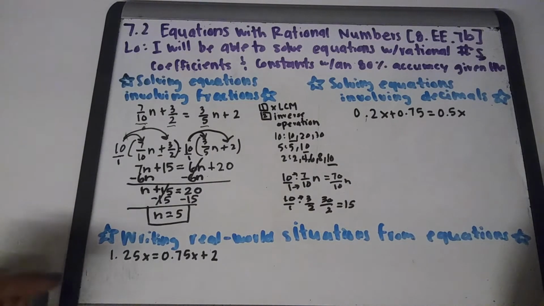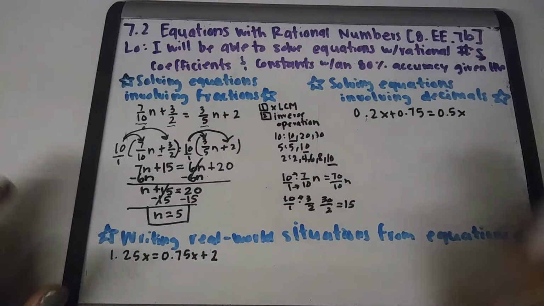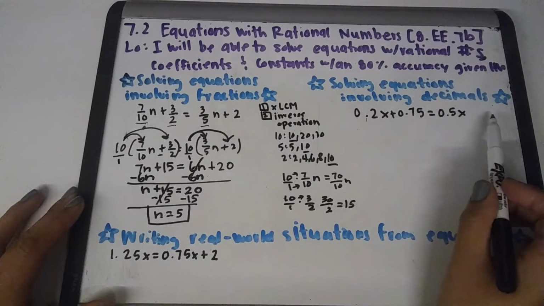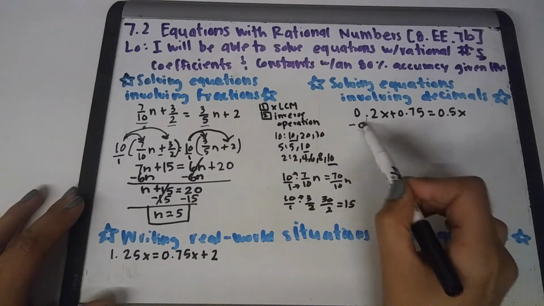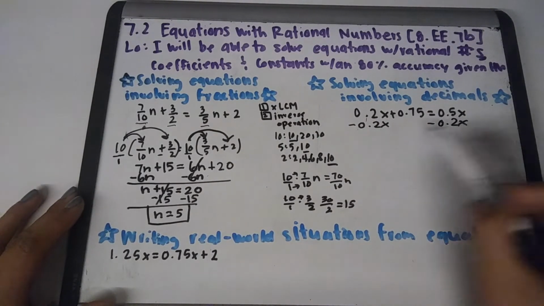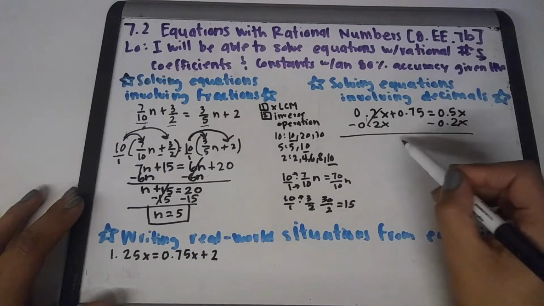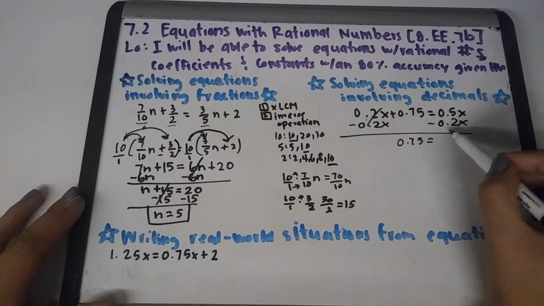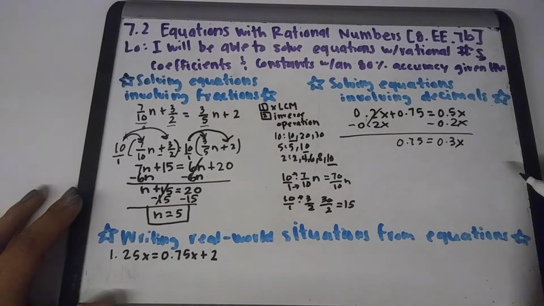Again, I want to get all the x's on one side and all the constants on the other side. Now I see that the x is already here, and I don't have anything else there, so I'm going to move this one to the other side. What I do to one side, I have to do to the other side. This cancels out. I bring down my 75 hundredths equals 0.5 minus 0.2, which is basically 0.3x. And that's my first step.